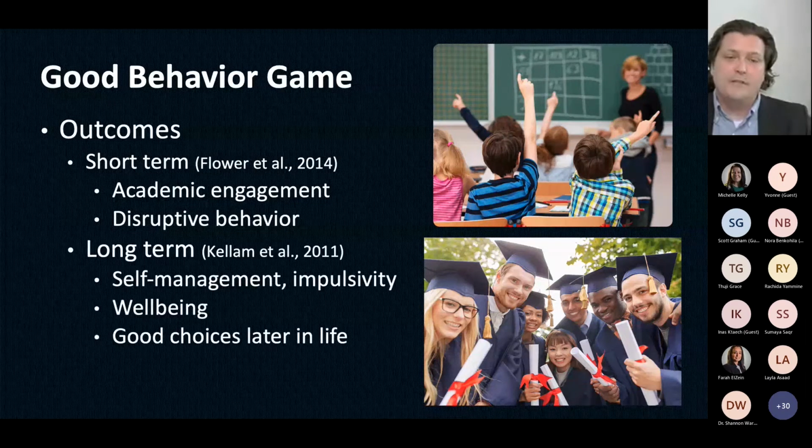In addition, there have been some longitudinal studies that were conducted over a period of maybe 10 to 15 years that look at students who played the good behavior game when they were younger, maybe about 6 years old. They followed up with those students later in life, and they found that those students had improved self-management skills. They had reductions in impulsive behavior, greater outcomes in terms of well-being, and making good choices later in life. And there's a lot of really specific information about that in the literature, and I would be happy to provide that in correspondence later on.